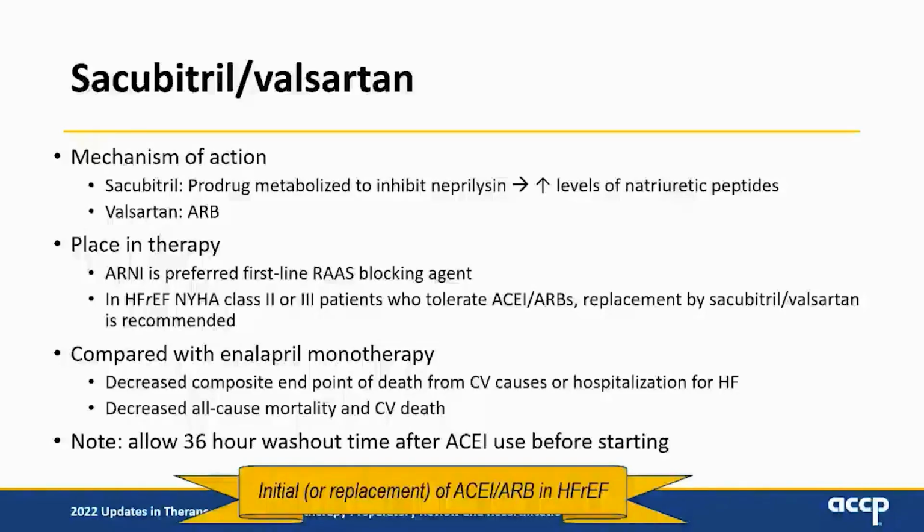Again, the new guidelines say that ARNI is the preferred first-line RAS-blocking agent. So we can start this right away. We don't have to make the patient try an ACE or an ARB first and then switch them. We can start the ARNI right away.